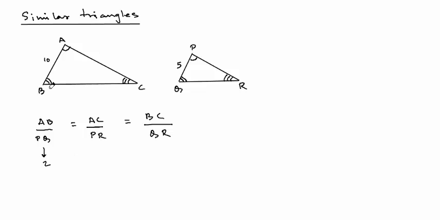Now let's say they tell you that BC is, let's say, 20. Can we find QR? Yes, we can, because we know that the ratio is 2, which means 20 over QR is going to be equal to 2, and therefore QR has to be equal to 10.